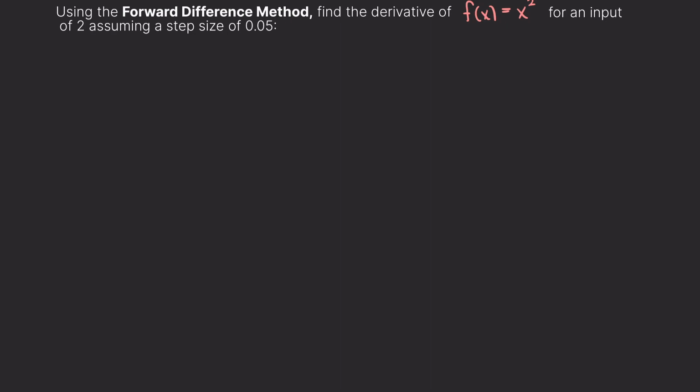Now let's get into our first problem. We are given the function f of x equals x squared. We are asked to approximate the derivative of this function at x equals 2 using the forward difference method. We are also told to use a step size of 0.05.